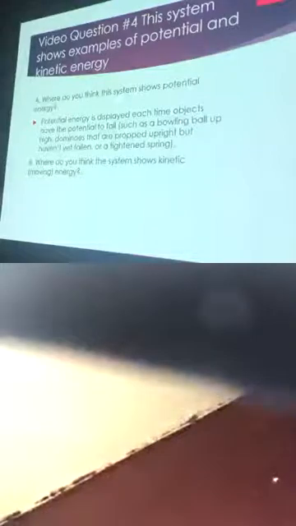Please read letter B. All right. Where do you think the system shows kinetic, moving energy? Where in the system do you think it shows kinetic moving energy? Remember that things had to be moving. Type it in. They all have to move. Someone said the book, the marbles. Somebody said the marbles. What else?